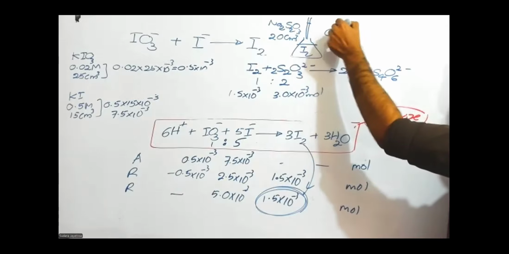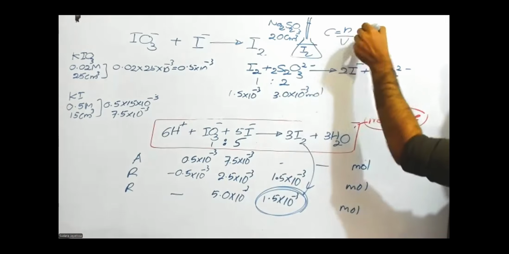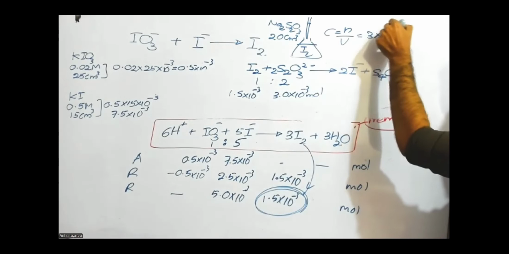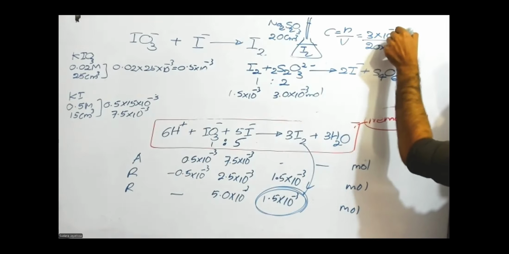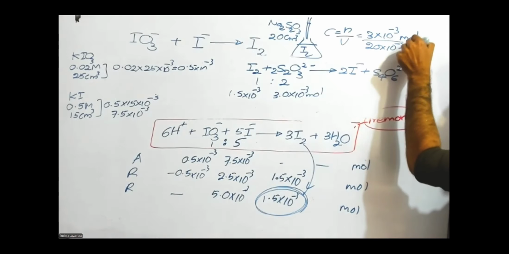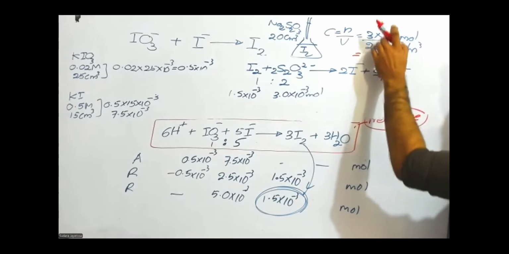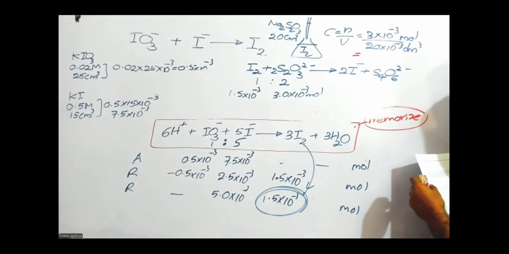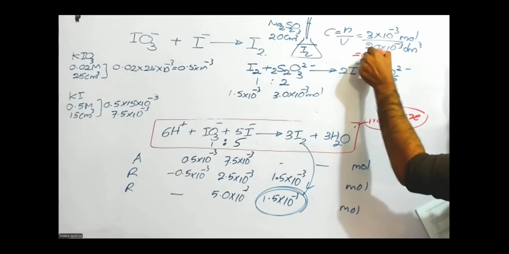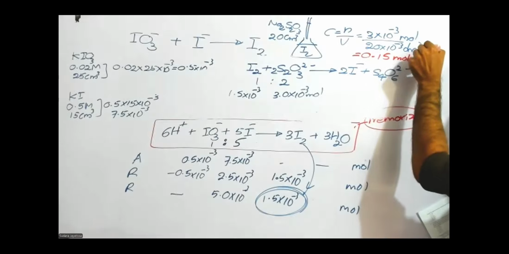So they're asking the concentration. So how do we find the concentration? The number of moles divided by the volume. So 3 into 10 to the power minus 3 divided by 20 into 10 to the power minus 3, and this is coming in decimeter cube. So what's going to be our answer? 1.5, 0.15 mole per decimeter cube.